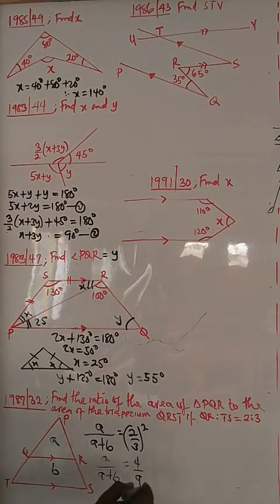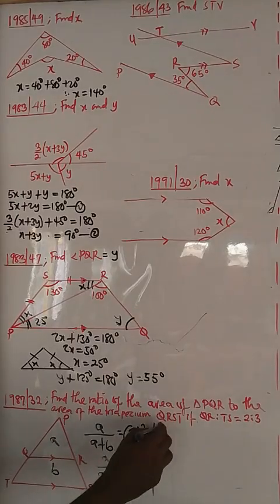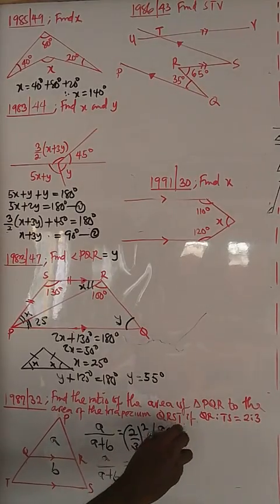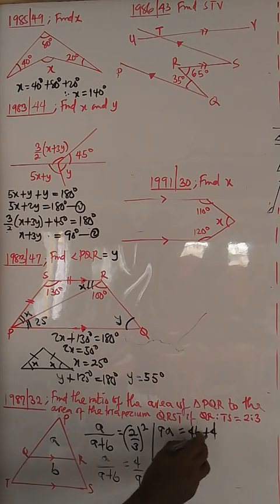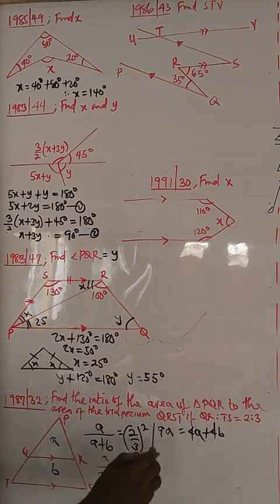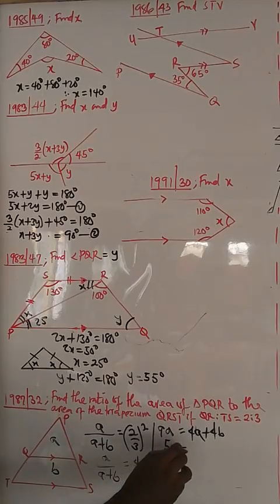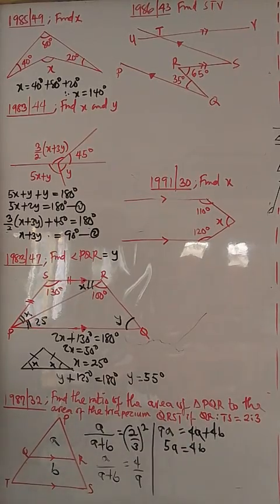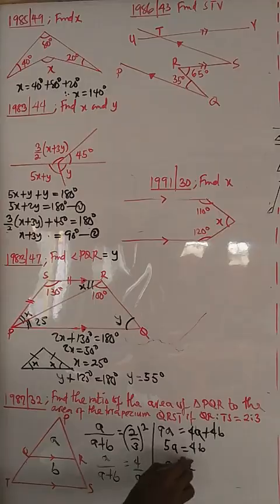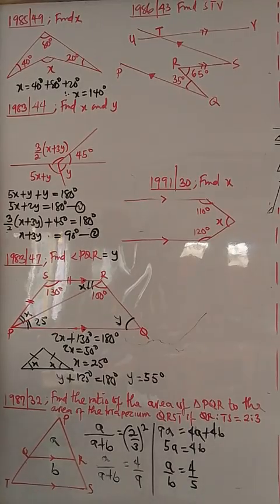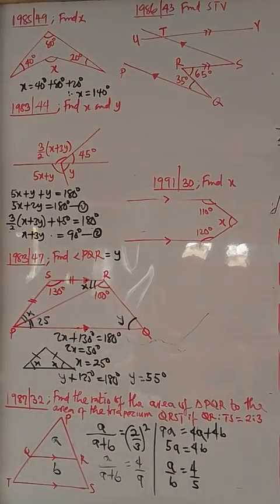If we multiply from here, it means 9A equals 4A plus 4B. Now 9A minus 4A is 5A. 5A equals 4B. So we want to get A over B. So this B goes under it here, this 5 goes under 4. So it means A over B equals 4 over 5. As simple as that.